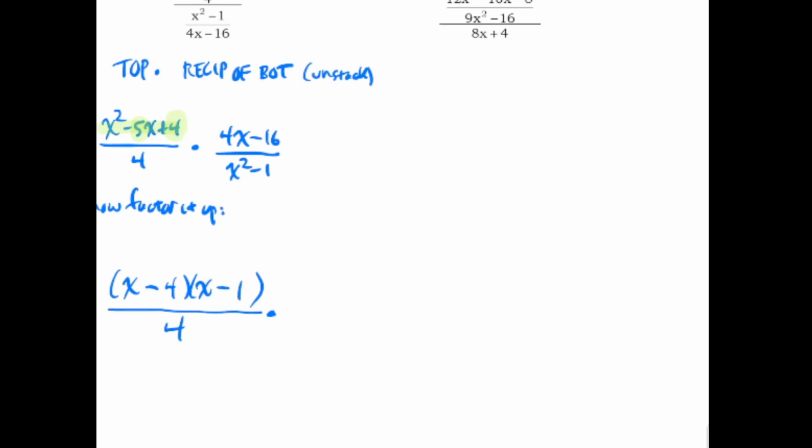Over here, looking at a 4x minus 16. Well, it's not a difference of squares or anything. x isn't squared, but you can always try to pull something out. And in this case, pulling out a 4 is just the thing. Pull a 4 out, and you're left with x minus 4 like this. Then, on the bottom, what is that? That's a difference of squares. So you take the x minus 1 and the x plus 1, like that.